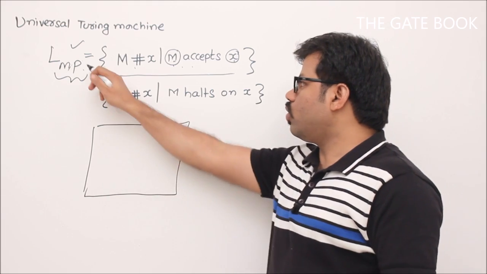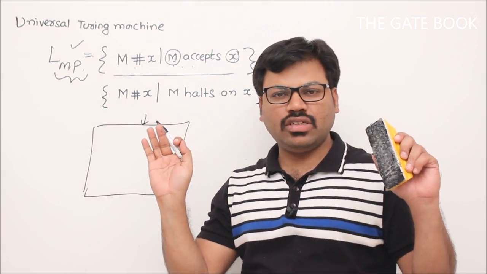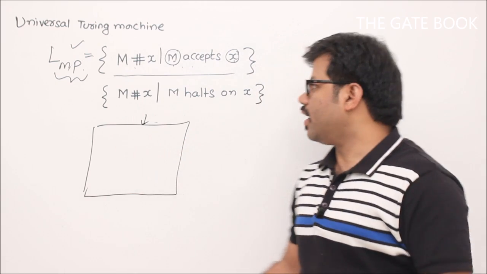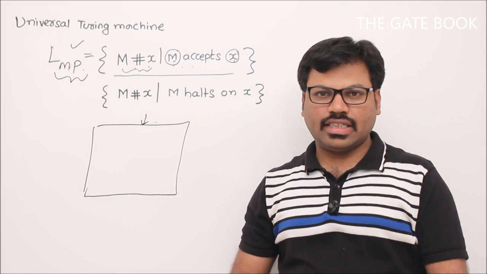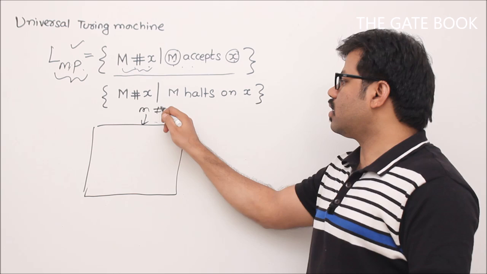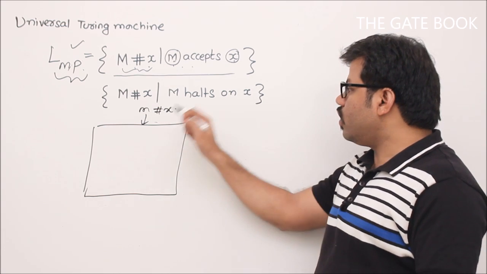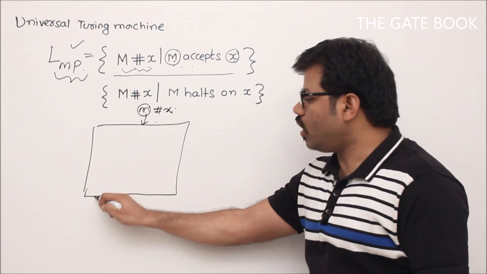How to design a Turing machine, we do it from scratch. Forget about the universal Turing machine, start fresh. Example, someone asked, can you design a Turing machine for it? Yes, I can design it. How? Simple. You give me input M hash X. What is the question? If M accepts X, you should accept, correct?